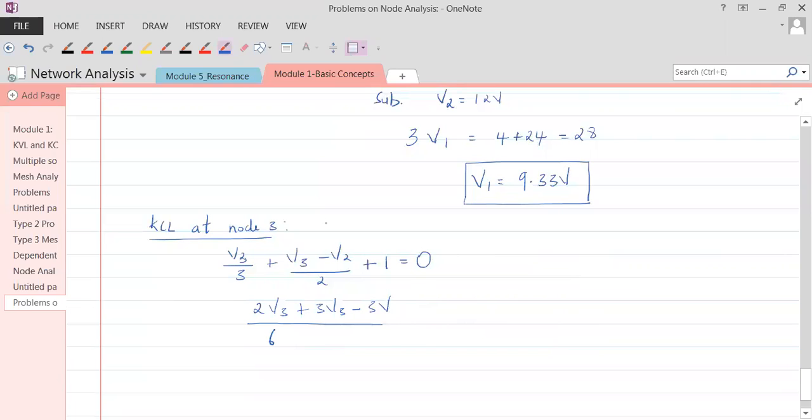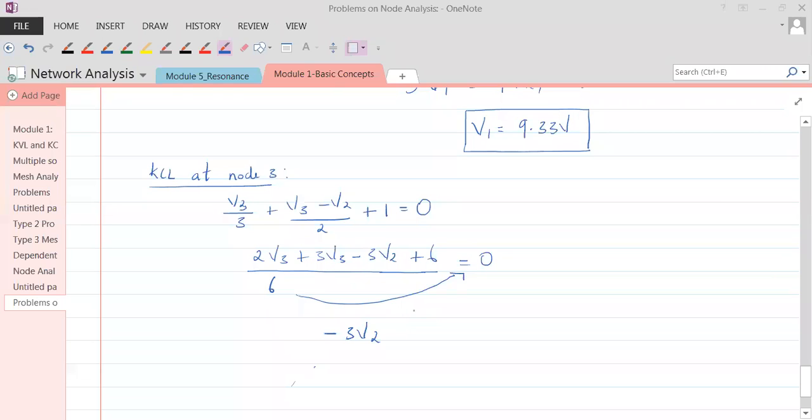So how many are you having? So I'm having minus 3v2. Yeah, it's minus 3v2. Okay. Then minus 3. Then plus 5v3 equal to minus 6.